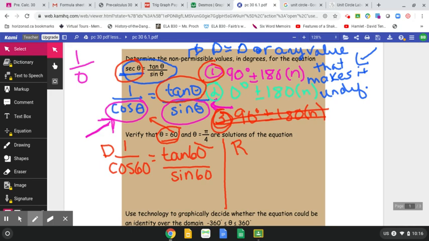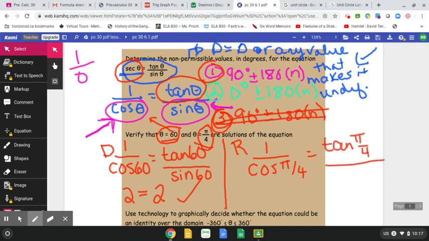In your calculator, you're going to type 1 divided by cos 60. Make sure you are in degrees, and you should get 2. Then you type tan 60 divided by sine 60 in degrees, and you will get 2 again. So that's just verifying. All right, pi over 4 we are going to do. Keep in mind, pi over 4 is the exact same as 45 degrees. So again, put it into this: 1 over cos pi over 4 equals tan pi over 4 over sine pi over 4.